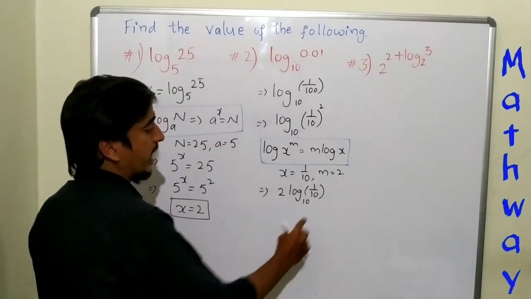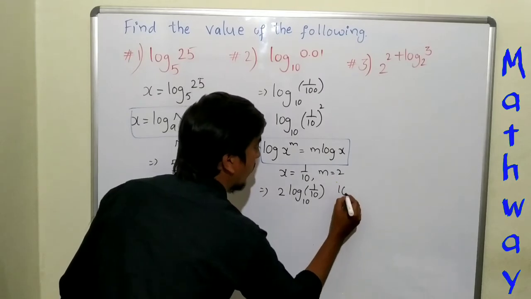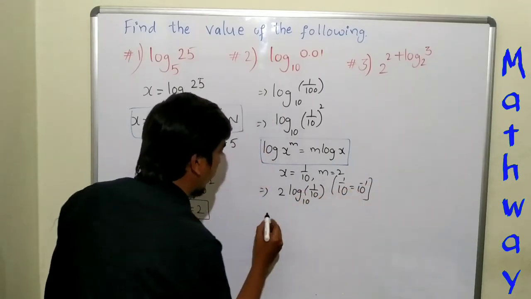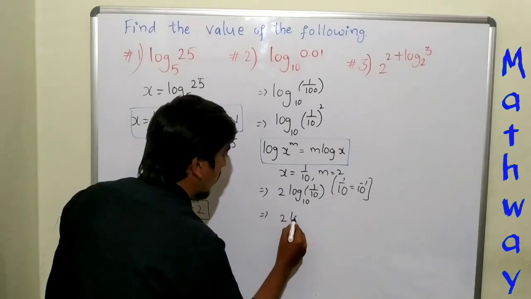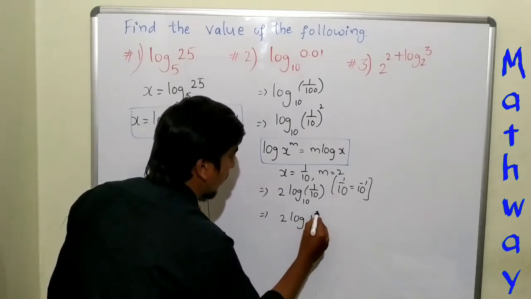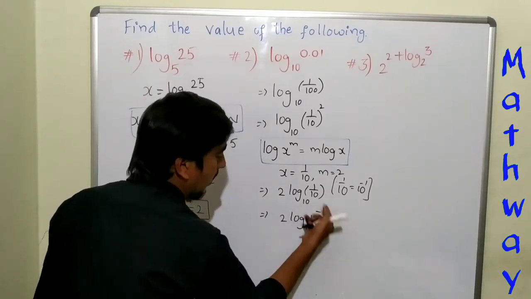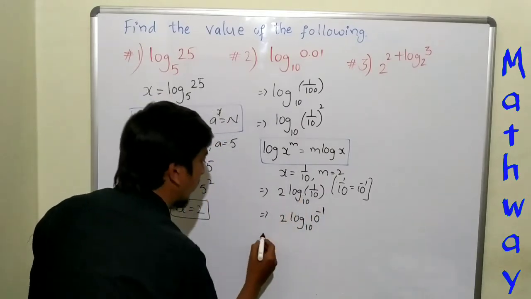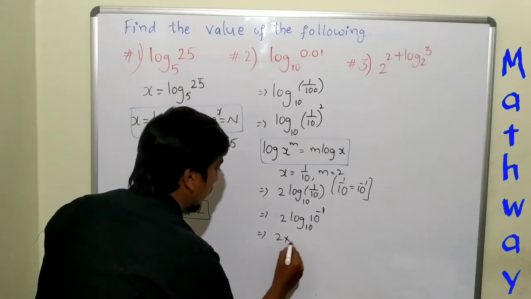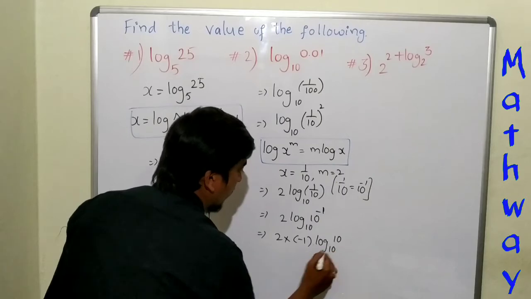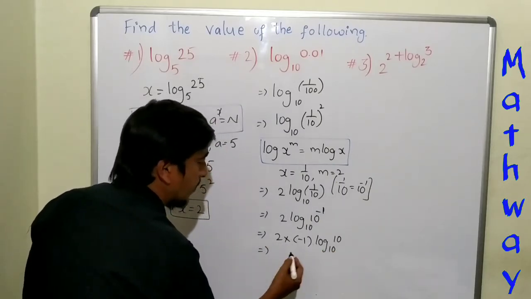base 10. Again this 1 by 10 we can write as 10 power minus 1. So if you write in that way, we get 2 log 10 power minus 1 base 10. Same formula here, x power m. So this will come forward, then it becomes 2 into minus 1 log 10 base 10. 2 into minus 1, that is minus 2.